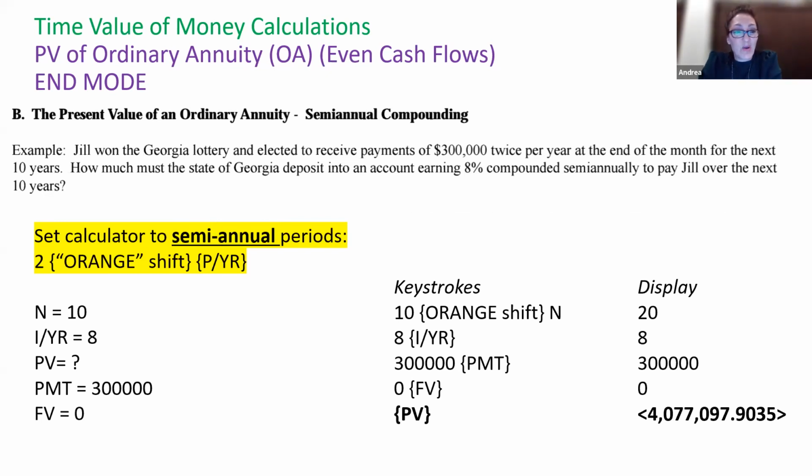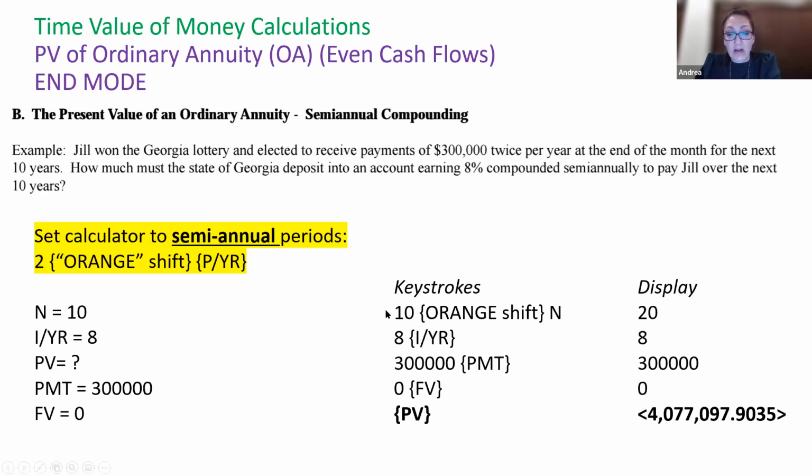All right, so here we've got Jill. Won the Georgia lottery, and she is going to be receiving payments of $300,000 twice a year at the end of the month for 10 years. How much must the state of Georgia deposit into her account, earning 8% compounded semi-annually over 10 years? All right, so we're going to set our calculator to semi-annual payments. It's the 2 shift P/YR.